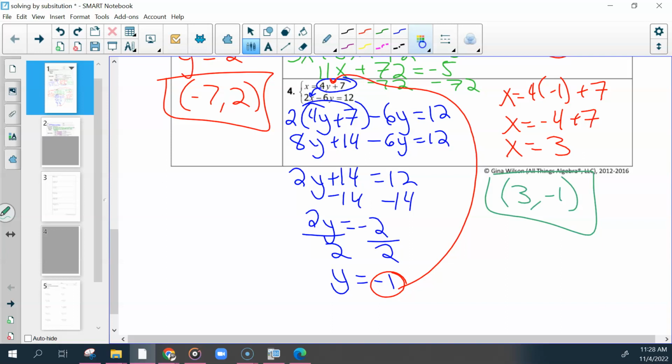I just want to show you a couple more, then any others you want to see go through, we'll do that. So when you finish writing this down, go on to the next page and do 5.